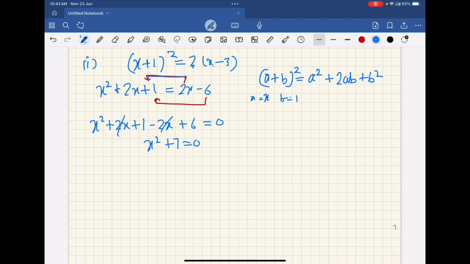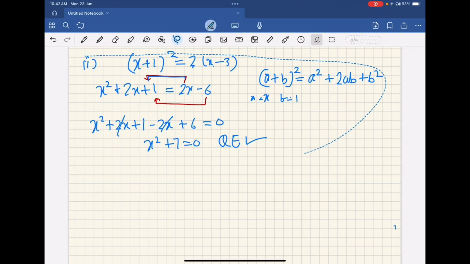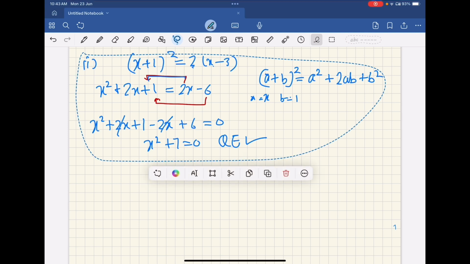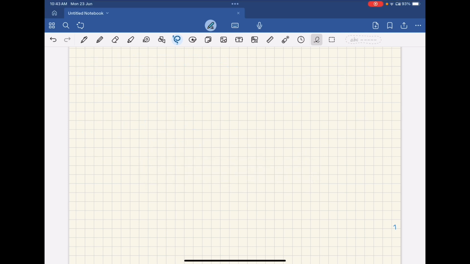What is the degree? 2. So is it a quadratic equation? Yes, it is quadratic. Okay. So whenever you get questions like this, you must first solve, because many times an equation will look like it is quadratic or not, but only when you solve will you be confirmed.